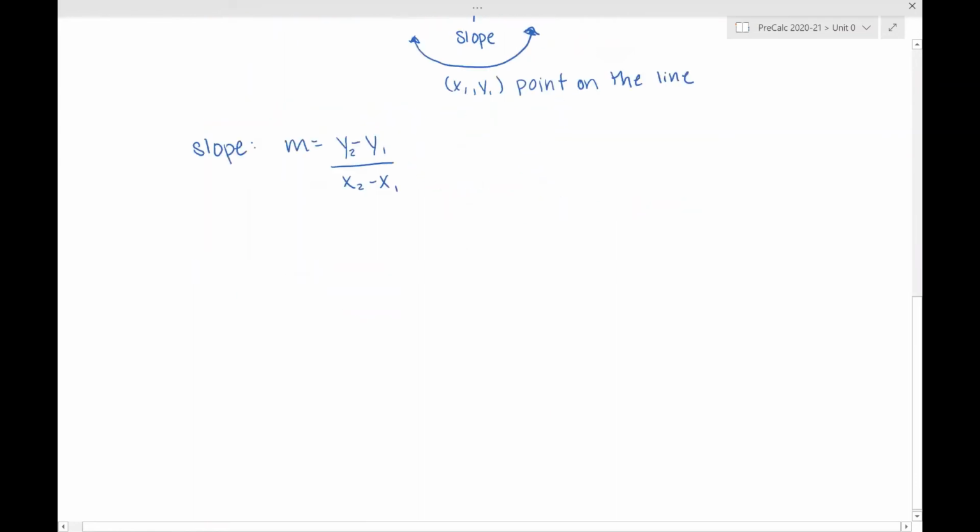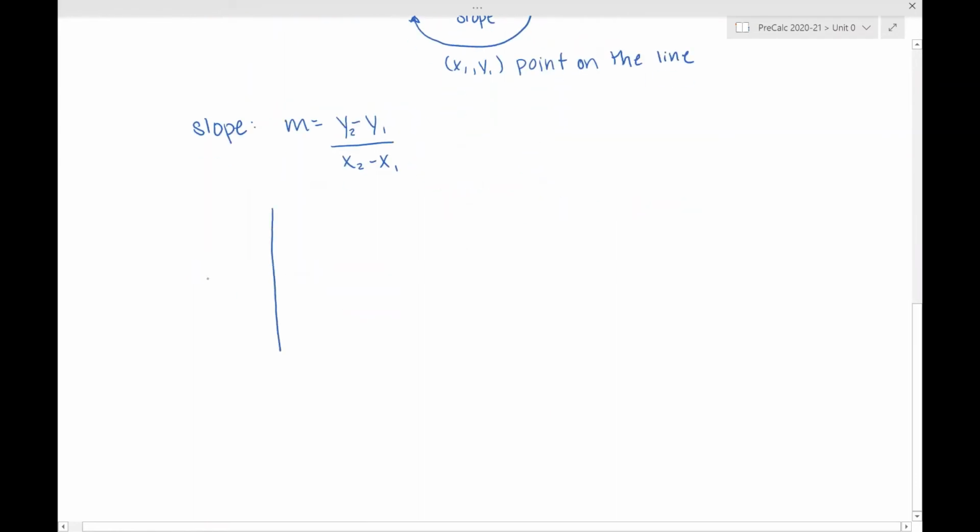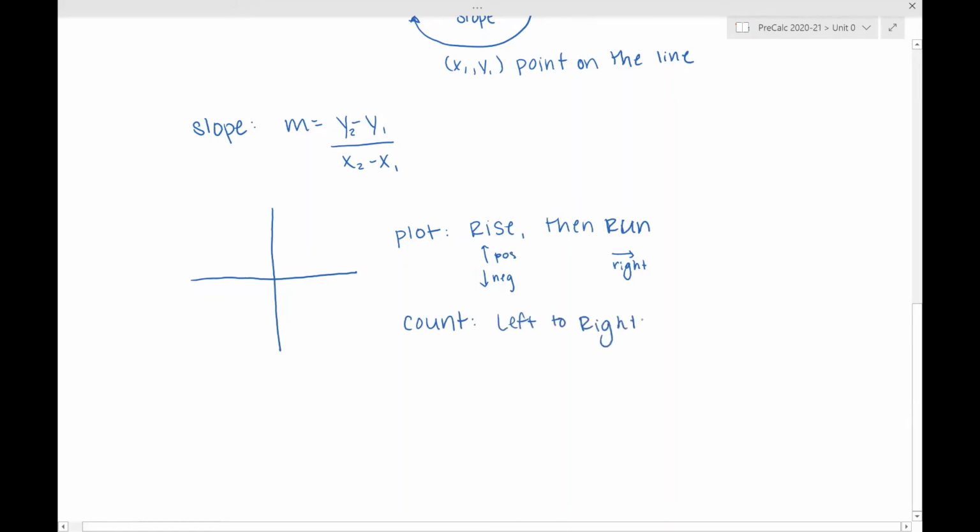When you're counting slope on a graph, remember when we plot slope, we always do rise, then run. Your rise could be up if it's positive. It could be down if it's a negative slope. And typically we always just run to the right. I always count slope from left to right. If you keep it consistent like you would read a book, it makes it a little bit simpler to always remember if you're going positive or negative with your slope.